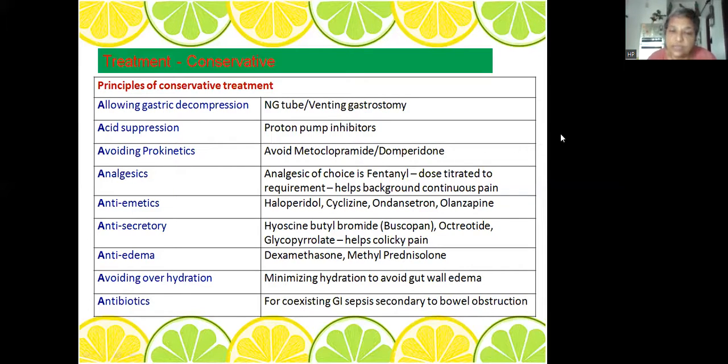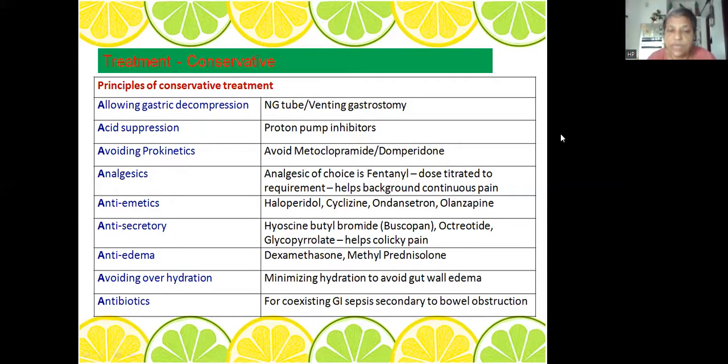Avoid prokinetics, avoid metoclopramide and domperidone. Okay, so in intestinal obstruction, we have to avoid metoclopramide. Now, usually it is called Reglan. And as analgesics, we can use whatever is available in your hand. Please see that the analgesia is given to reduce the pain of the patient.